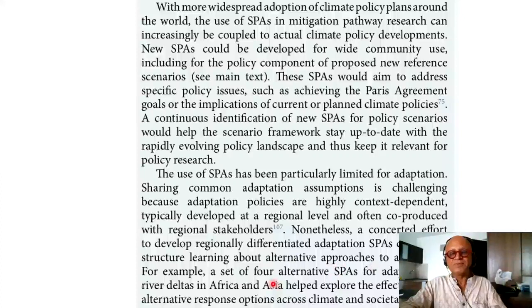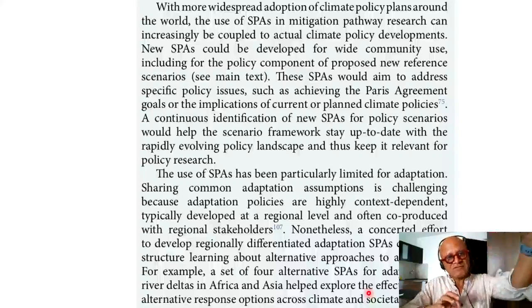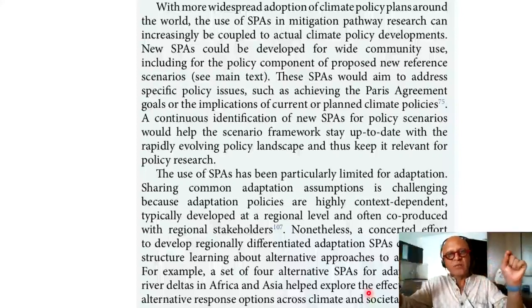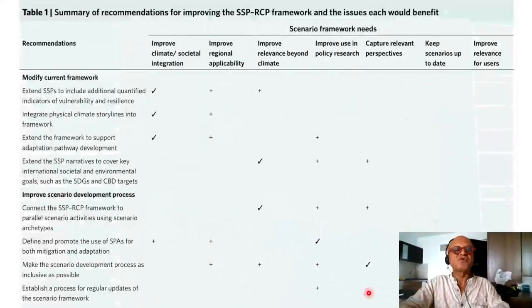For example, a set of 4 alternative SPAs for adaptation in river deltas in Africa and Asia helped explore the effectiveness of alternative response options across climate and societal futures. So now we are talking about climate futures and societal future policies to meet targets of mitigation and global warming, and adaptations along the way, and everything is interacting with everything, so we have to be very careful.